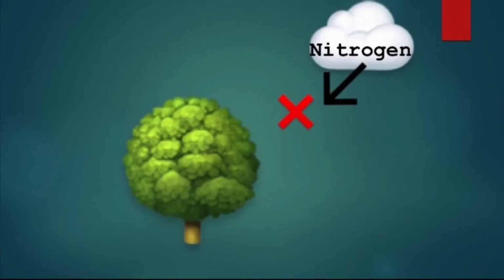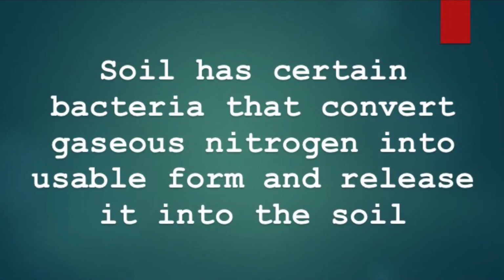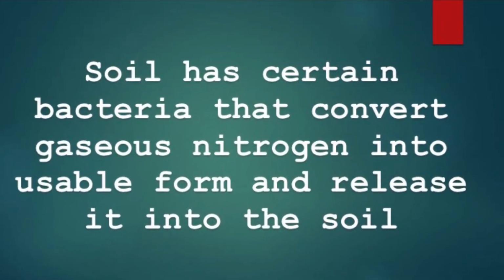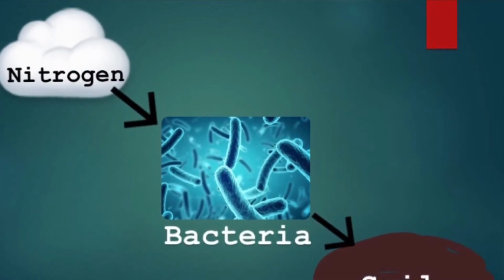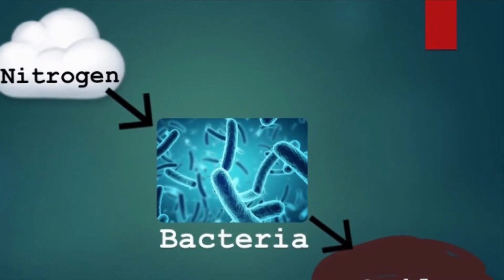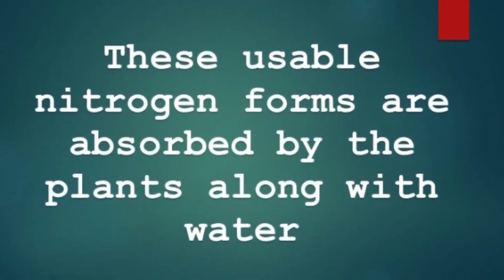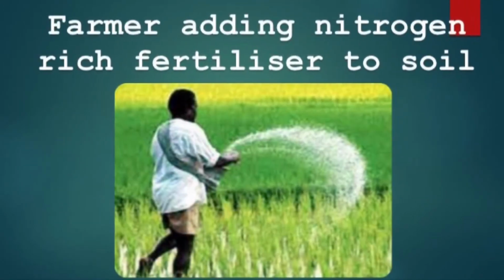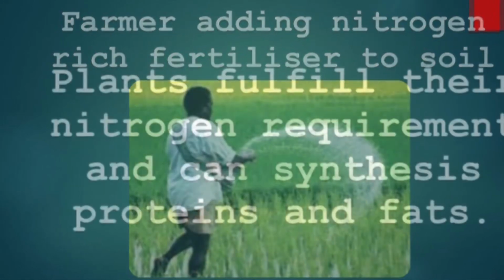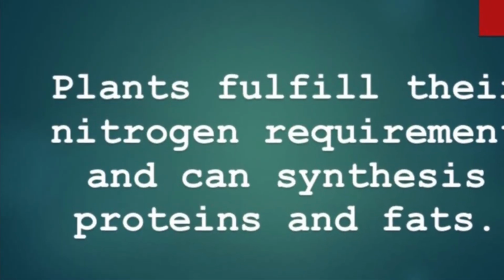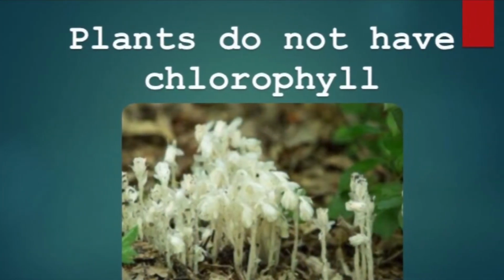However, plants cannot absorb nitrogen in this form. Soil has certain bacteria such as Rhizobium that convert gaseous nitrogen into a usable form and release it into the soil. These soluble forms are absorbed by the plants along with water. Also, you might have seen farmers adding fertilizers rich in nitrogen to the soil. In this way, the plants fulfill their requirement of nitrogen and can synthesize food other than carbohydrates, that is, proteins and fats.